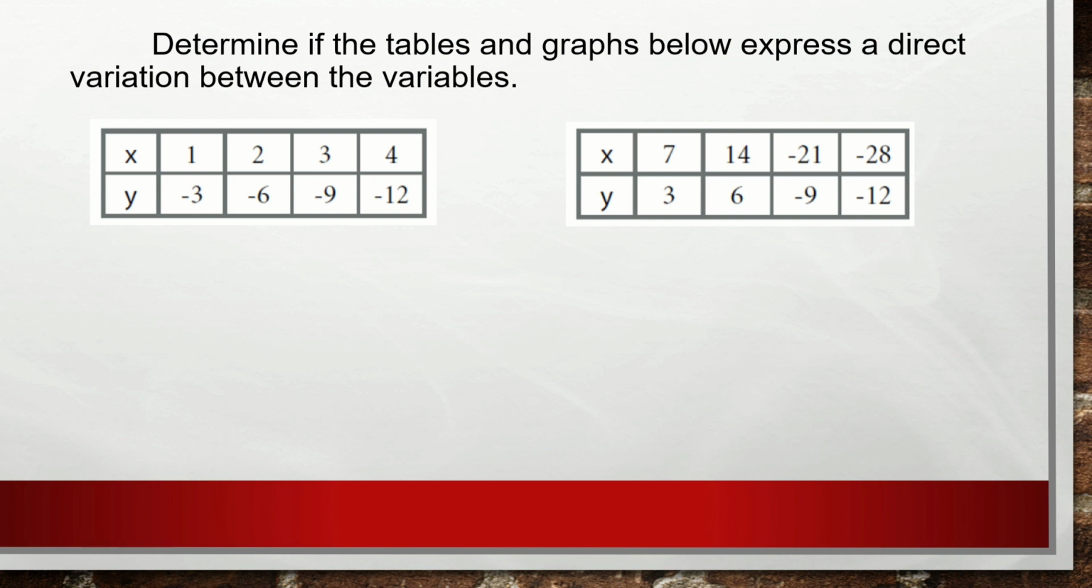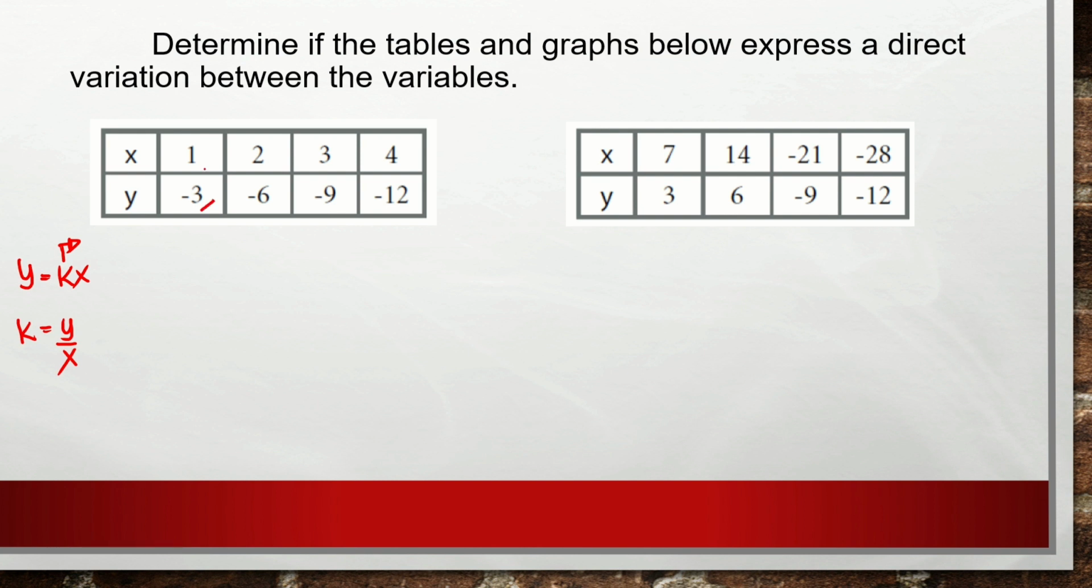Remember, the formula for direct variation is y is equal to kx. And to solve for the constant of proportionality, we simply use the formula k is equal to y all over x. So make sure that we will have the same ratio. So let's try example number 1.